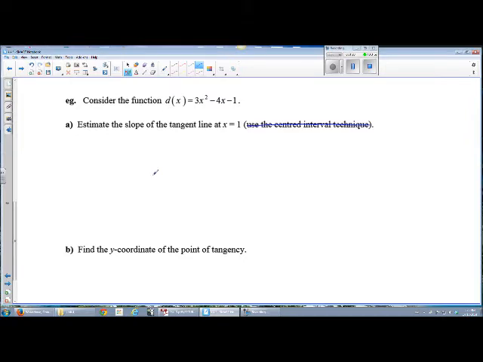Okay, so I know it's the average rate of change, so I'm going to say m is 3(a plus h) squared minus 4(a plus h) minus 1, minus (3a squared minus 4a minus 1), all over h. Now I'll fill in a few lines and then I'll come back here after I do some expanding and stuff.